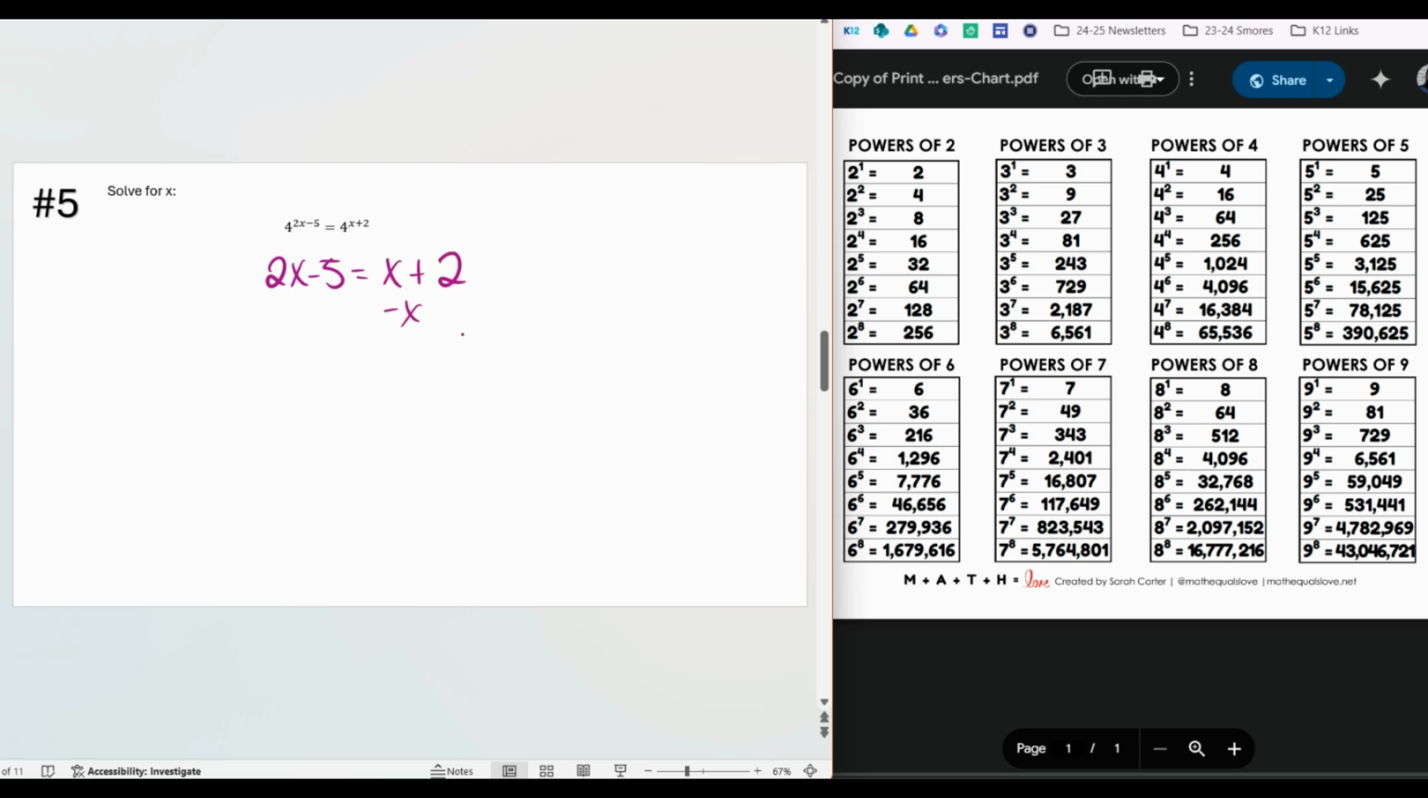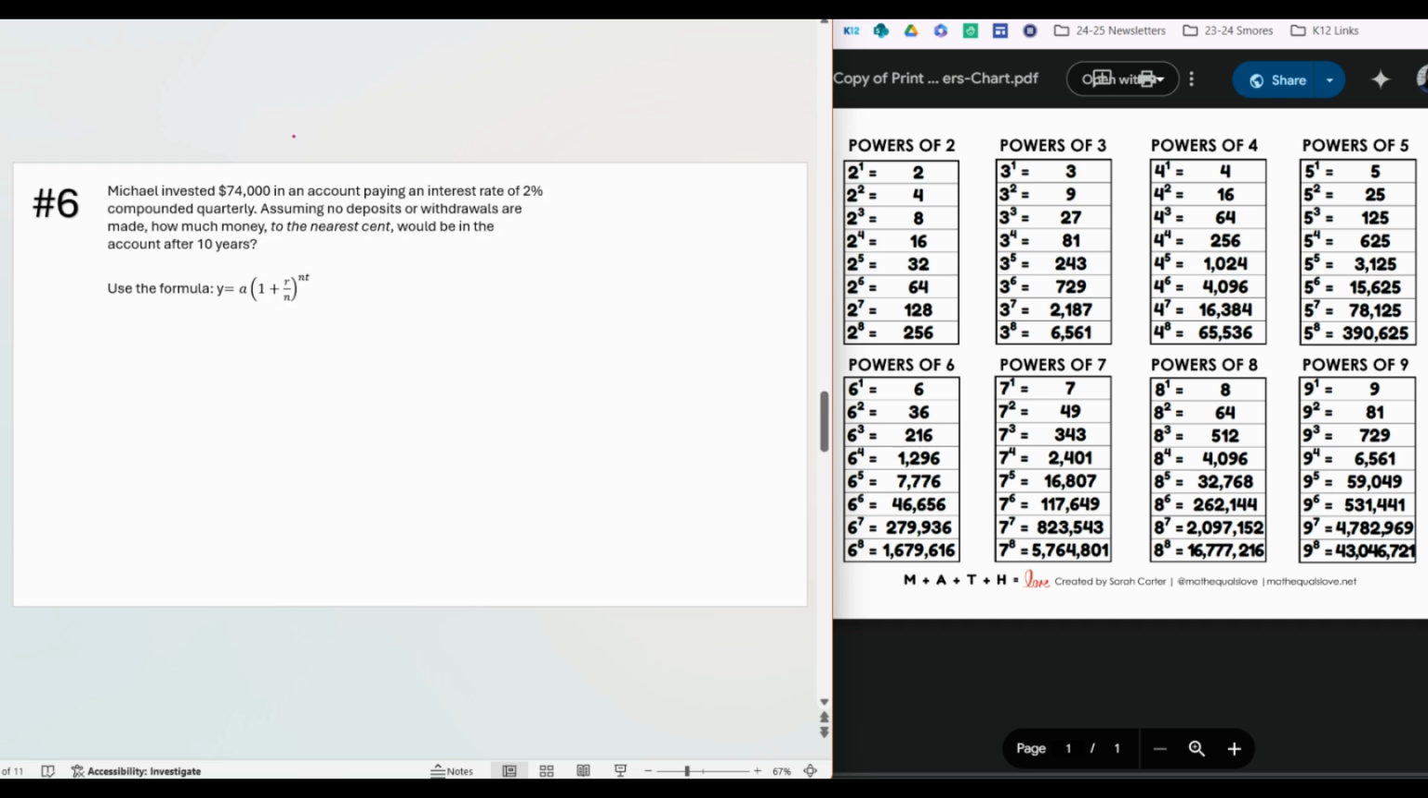I'm going to start off by subtracting x from both sides so I can gather all my variables. 2x minus x is x, so we have x minus 5 equals 2. And then now I can solve for x by adding 5 to both sides. So when I add 5 to both sides, that's going to tell me that x equals 7. And that is my solution.